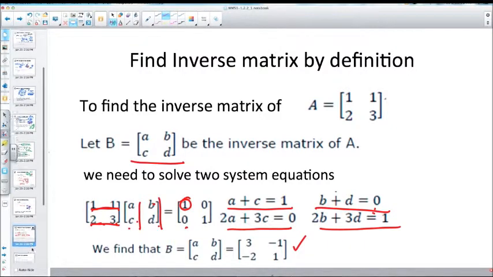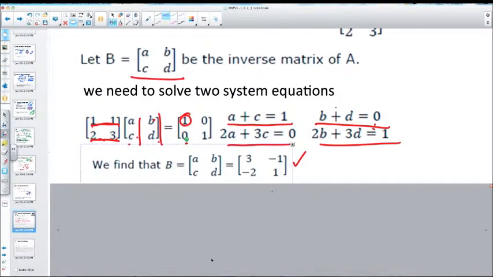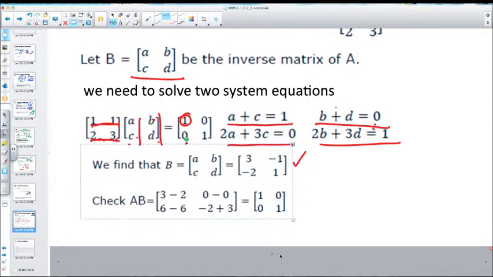Well, we can check by multiplying the two matrices. Equal 1. That's it.